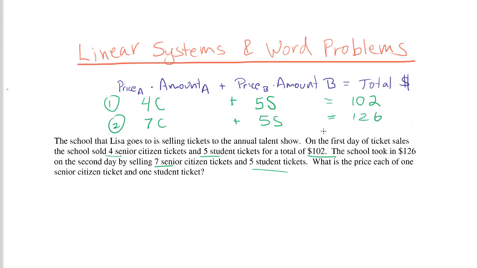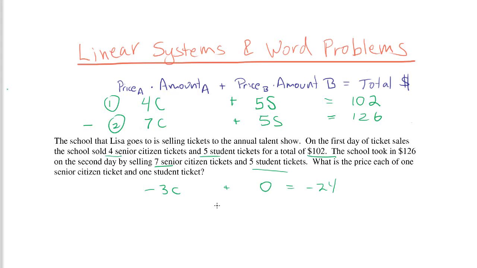Now I have 2 equations in standard form, which in many cases means I want to solve by elimination. I can do that because I can see right away if I subtract the second equation from the first, my s's will cancel as variables. So I'll get 4c minus 7c becomes minus 3c. 5s minus 5s is 0. And that equals 102 minus 126, which is minus 24.